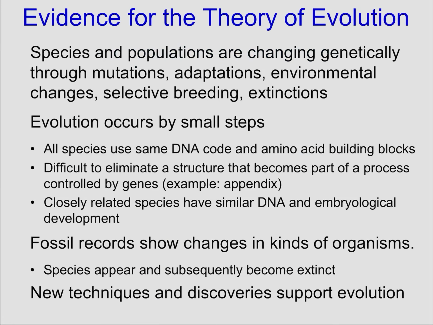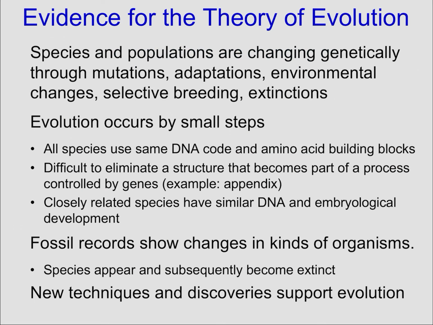So, evidence for the theory of evolution. Species and populations are changing genetically through mutations, adaptations, environmental changes, selective breeding, and extinctions. But evolution occurs by small steps. It's not overnight. All species use the same DNA code and amino acid building blocks, so we're all very similar when it comes to our genetic makeup.